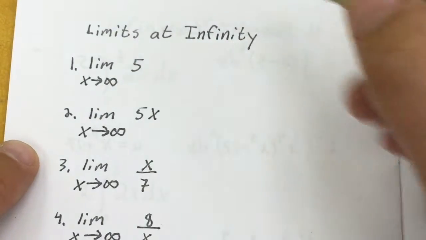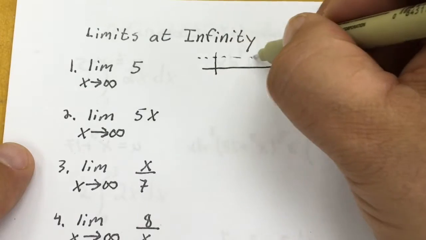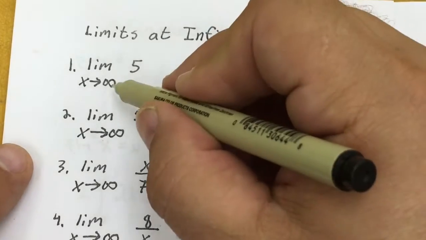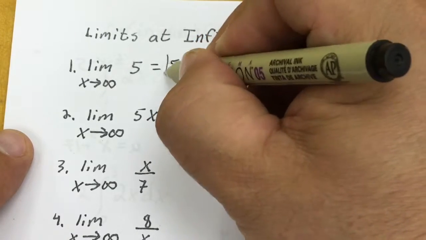The deal is, if you have the graph of y equals 5, the further right you go on that graph at y equals 5, it's always going to approach 5. So your answer: limit as x approaches infinity of 5 equals just 5.